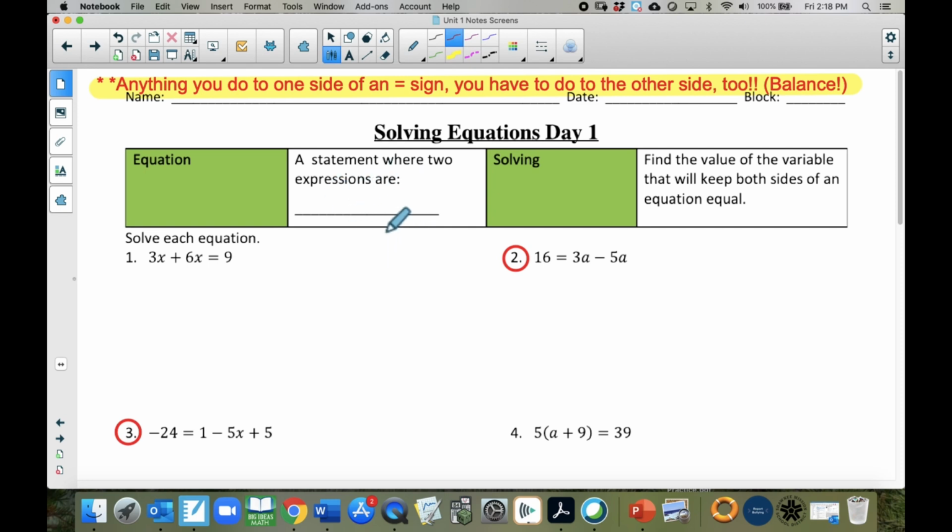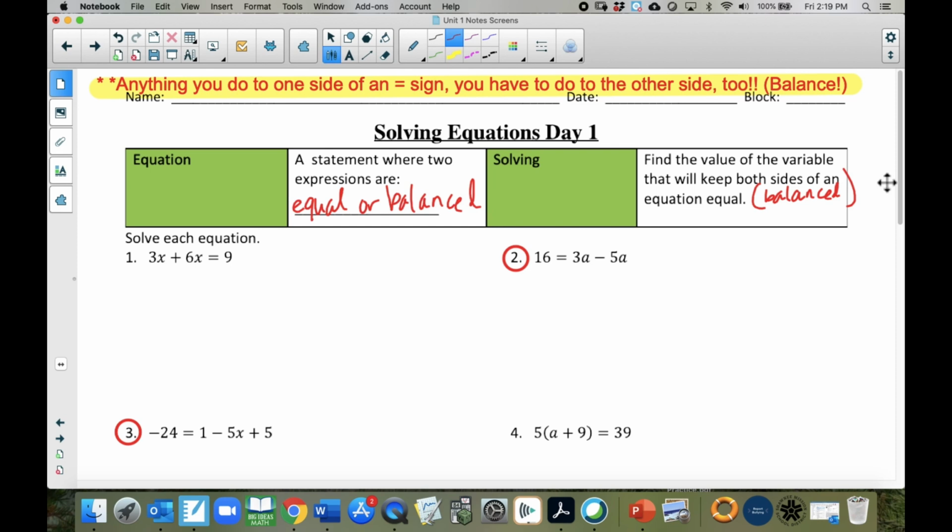Okay, and that actually is something we're going to write down about being balanced. So a statement where two expressions are equal or balanced. That's our definition of an equation. Anytime you have two expressions that have an equal sign in between them, that means that you have an equation. How to solve an equation? You find the value of the variable that will keep both sides of an equation equal or balanced. Now I just keep repeating that balance because it's a really important concept with equations.